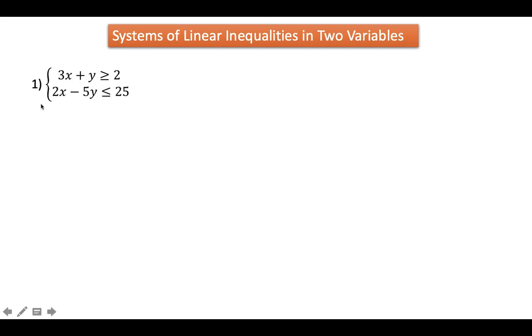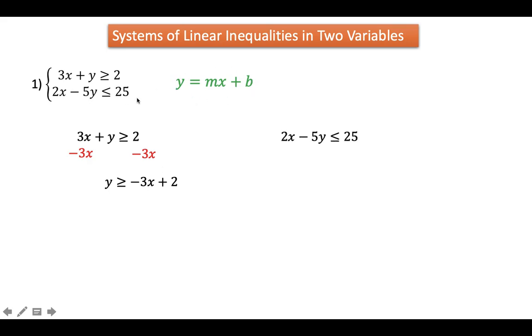For given number 2, oh sorry, this is supposed to be 2. So 2x plus y is more than or equal to 2, and 2x minus 5y is less than or equal to 25. Since our given is not in slope-intercept form, let us first translate this one so that we can graph this easily. So let's start with the 3x plus y is more than or equal to 2. Since we want to isolate y, we will add negative 3x to both sides so that this one is cancelled, y is left, then write down negative 3x, write down plus 2, and it is now in slope-intercept form.